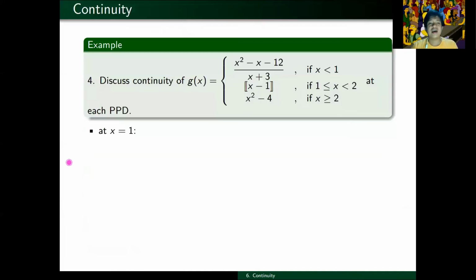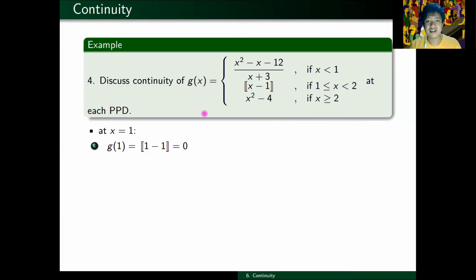Una, at x equals 1, again, how do we check continuity? Function value, first condition. Does g of 1 exist? We will plug in 1 where? Here in the second one, because this is where x equals 1 falls. So g of 1 is the GIF of 1 minus 1. Dito ko siya pinug in. I get GIF of 0 or 0. So g of 1 exists.